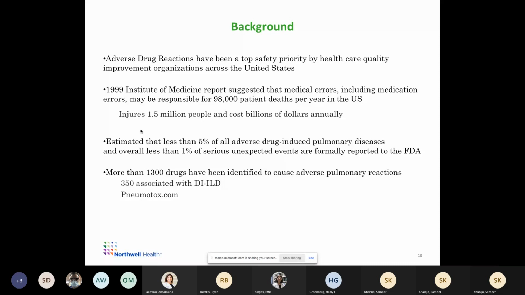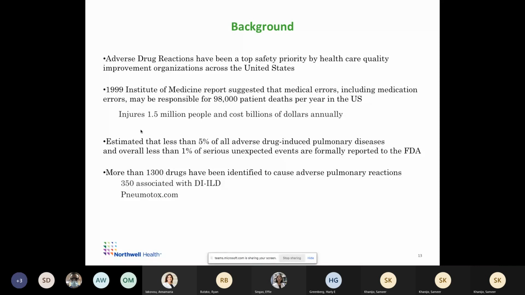Adverse drug reactions are a top safety priority. Obviously, we don't want to make mistakes, but also some of the medicines we give people have unintended consequences. In 1999, the Institute of Medicine reported that medical errors, including medication errors, are responsible for 98,000 patient deaths per year. Medication errors or medications injure 1.5 million people and cost billions of dollars. So again, something that the government took seriously, and as government organizations take it seriously, they impress upon us to take it seriously. And it's important. We should know what we're doing to our patients.